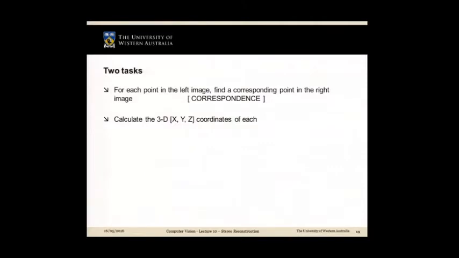And the next step is to calculate the 3D XYZ coordinate of point P. All right, so two tasks: finding correspondence and finding 3D coordinates. Any questions so far? Is it clear?